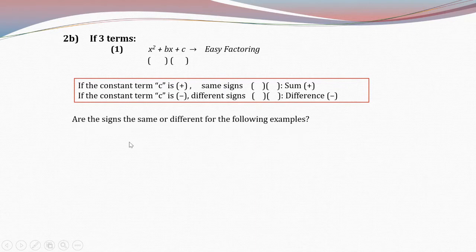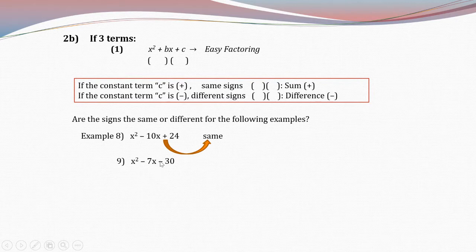Okay, now, are the signs the same or different? For these, I'm going to ask the students if the signs are the same or different for the following examples. Since I don't have access to the chat right now because I'm sharing my PowerPoint, I'm just going to do these for you guys. Example number 8: x squared minus 10x plus 24. Are the signs the same or different? If the constant term is positive, they're going to be the same. If the constant term is negative, they're going to be different signs. So in this case, they're going to be the same.